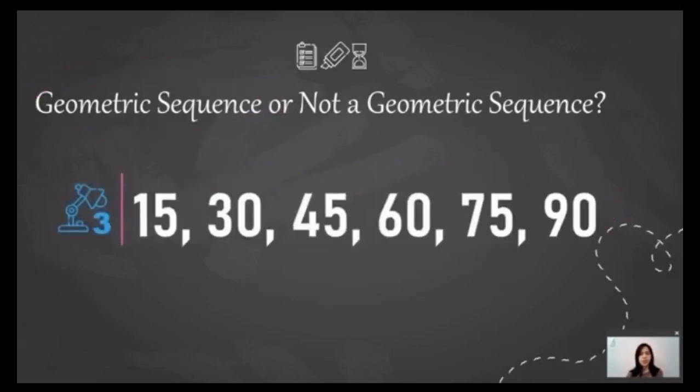Next example, 15, 30, 45, 60, 75, 90. If we are going to consider the first term and then the second term, we can say that we multiply 15 by 2 to get 30. Now, if we're going to multiply 30 by 2, the answer should be 60. It should not be 45. So, we cannot consider multiplying by 2 in this sequence. I guess this is adding 15.